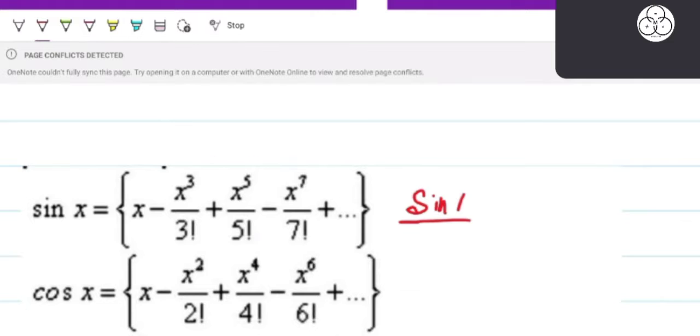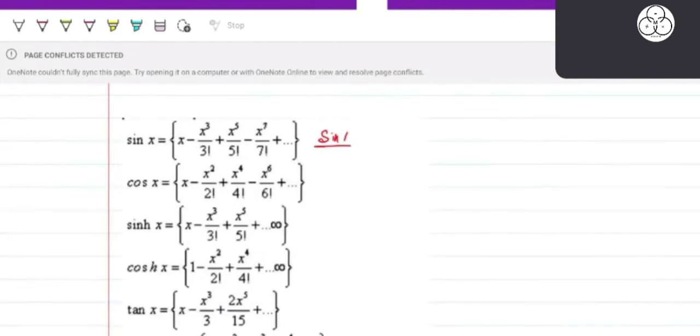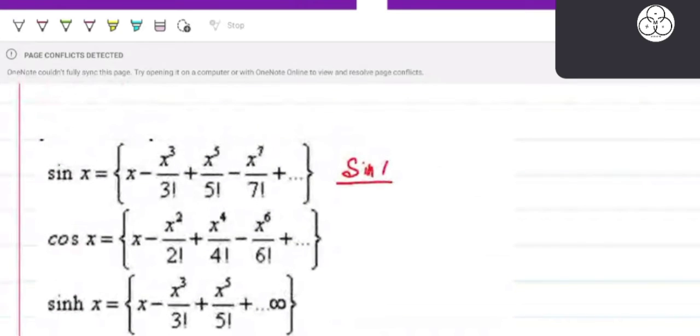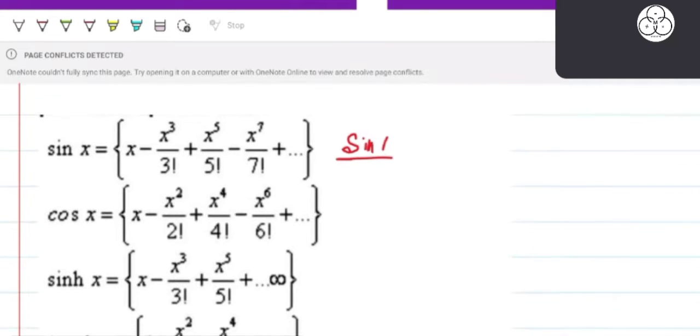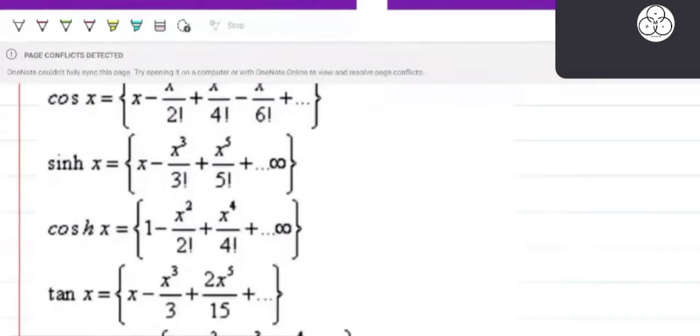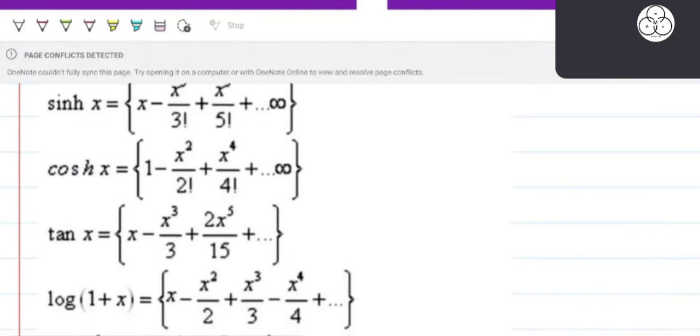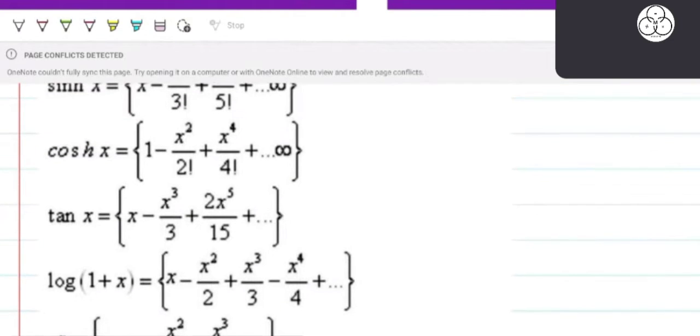Similarly, you can memorize the expansion of cos x. I'm just showing you all those expansions. Just have a look and write it down if you don't know the expansions. All of these are very important expansions, right? Especially the expansion of tan x. You won't be able to catch some kind of a pattern here. That's going to be very difficult for us.